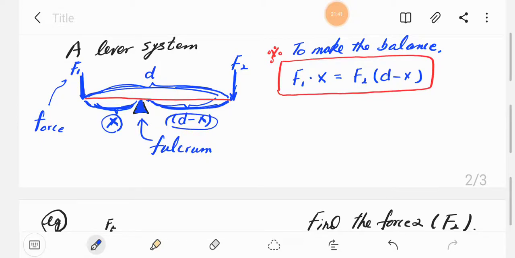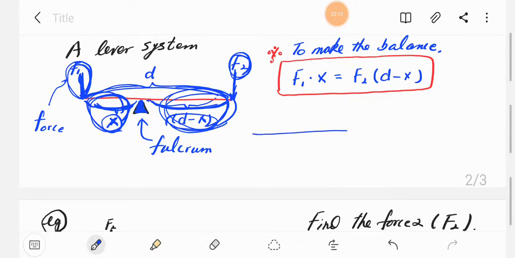All right, so to make the balance, here is the formula. Remember this formula because it's really simple. The formula is F1 times x. F1 is force 1, which is on the left hand side. So this force times this distance should be equal to what? The force 2 times the distance on the right. Can you see it? The balance formula is really simple.